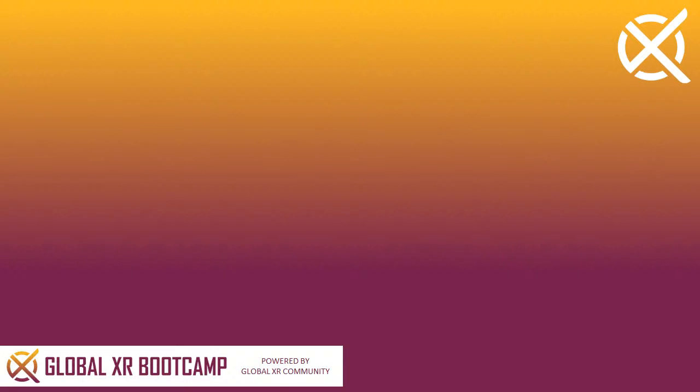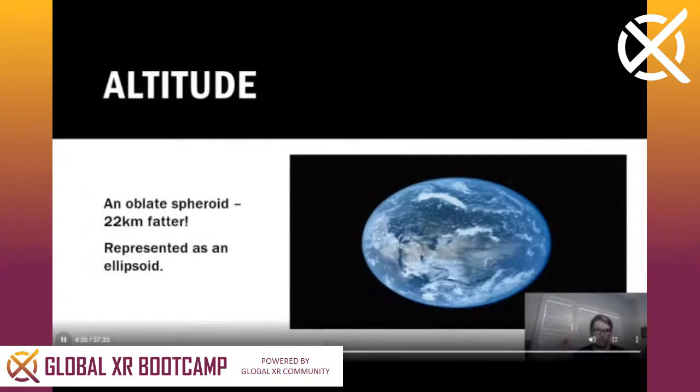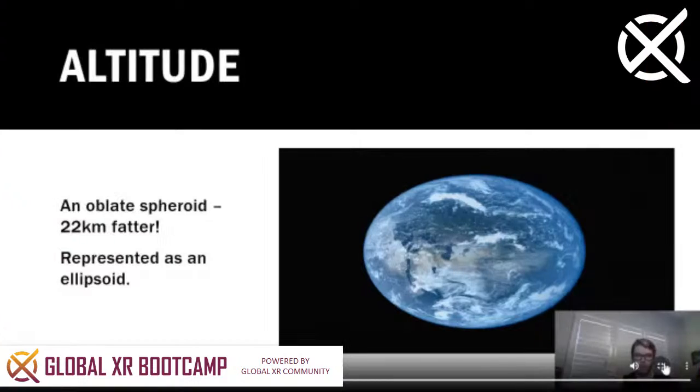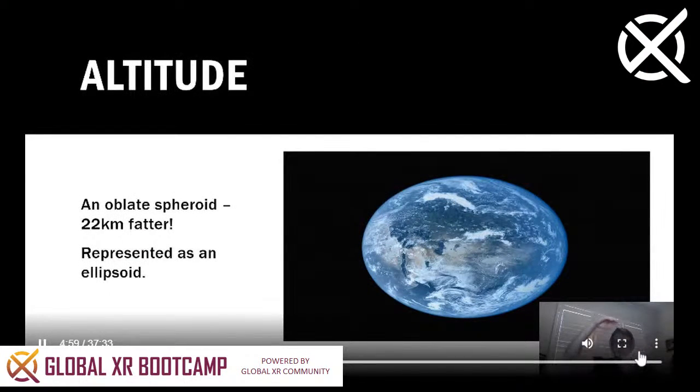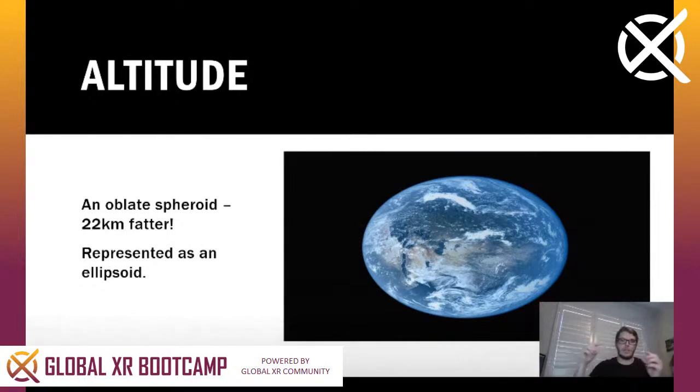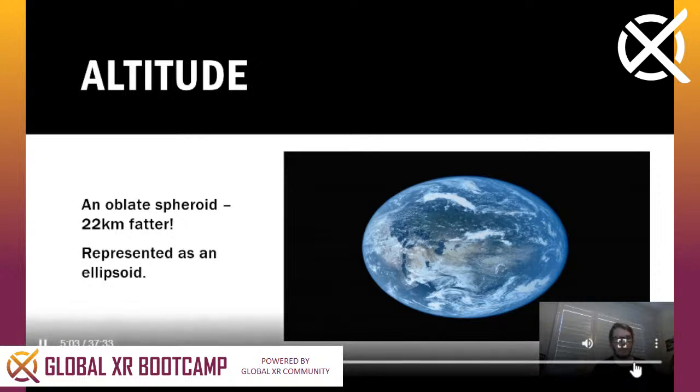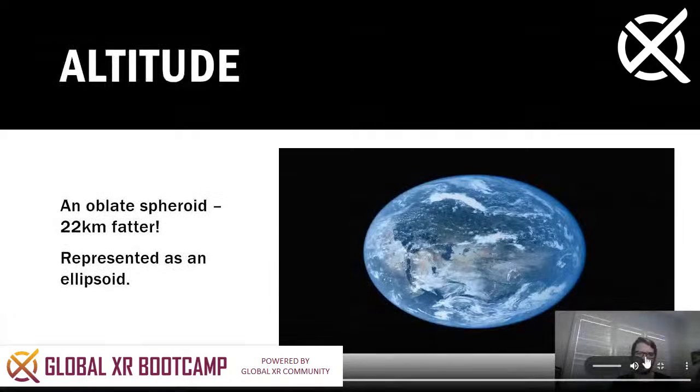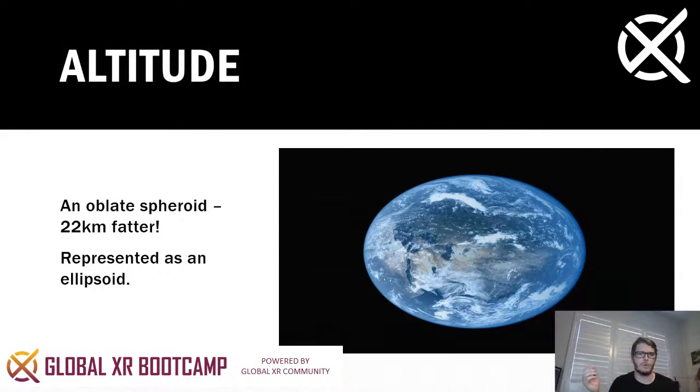the Earth is actually 22 kilometers fatter around the equator than it is around the poles. And so we represent this as an ellipsoid. It is the most geometrically simple way of referring to altitude, as distance from that Earth ellipsoid, which is a well-defined figure.